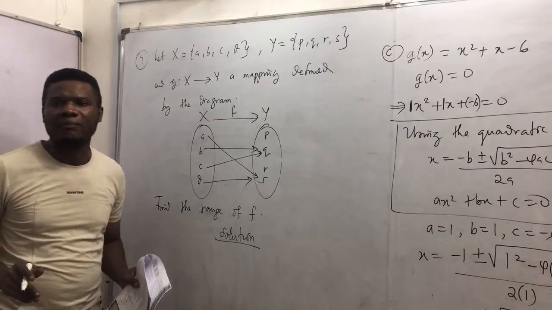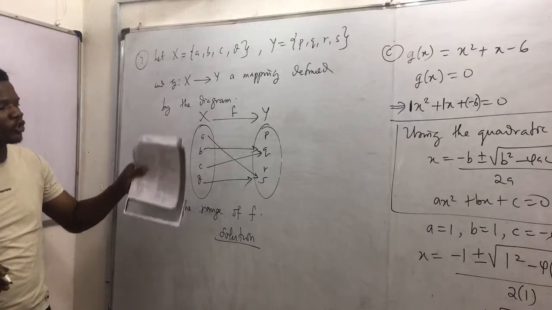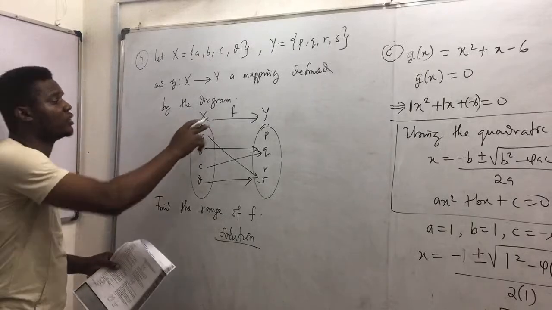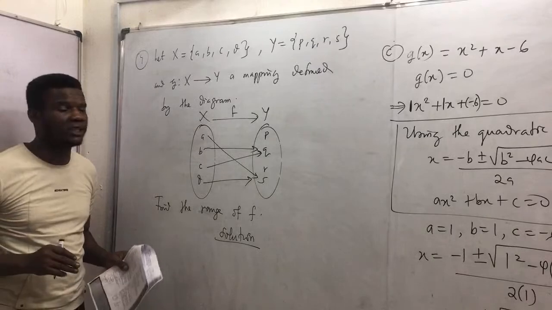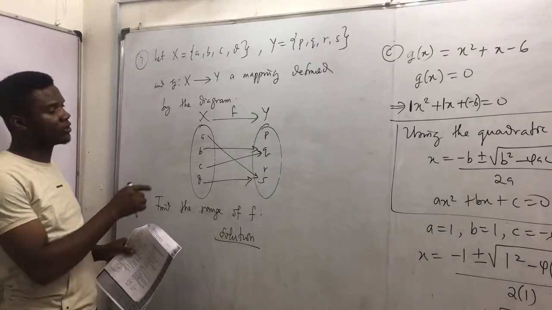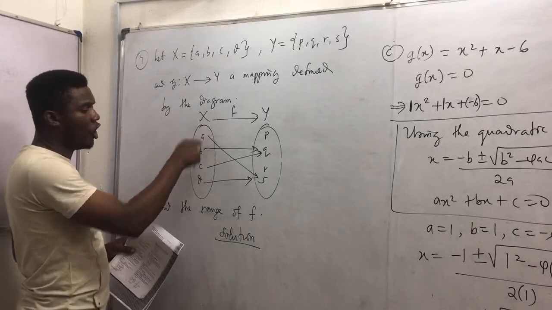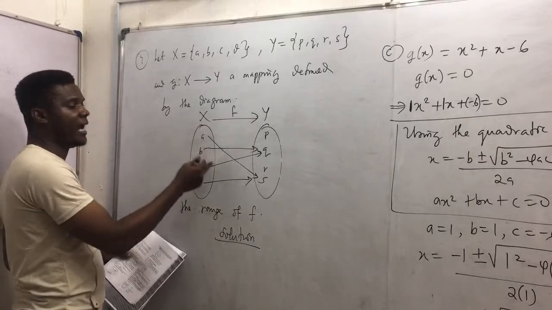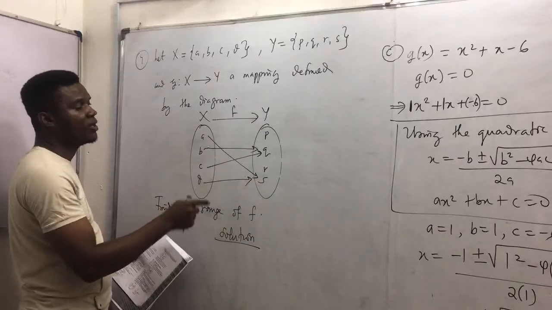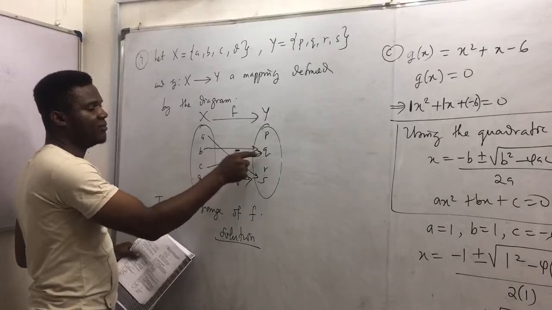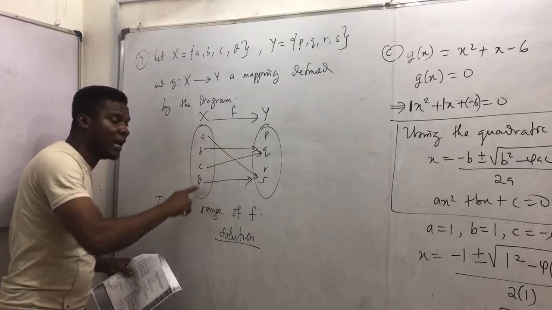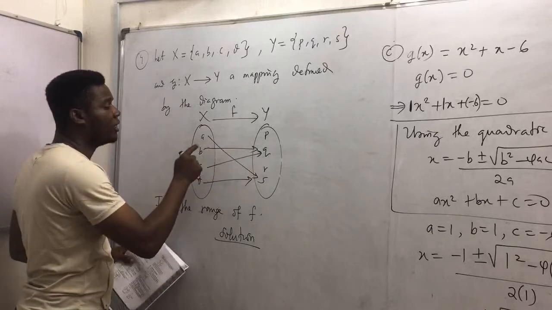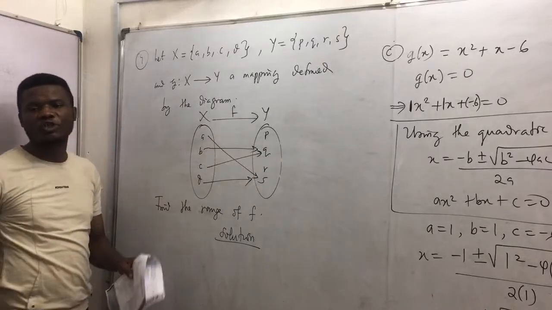Now, remember, the range of a function is the set of all images. Is this relation a function? Yes, it is, because all the elements in the domain have images. A has an image S, D has an image S. Now, B has an image Q, C has an image Q. More than one element in the domain can have one image, but one element cannot have more than one image. So it is a function.